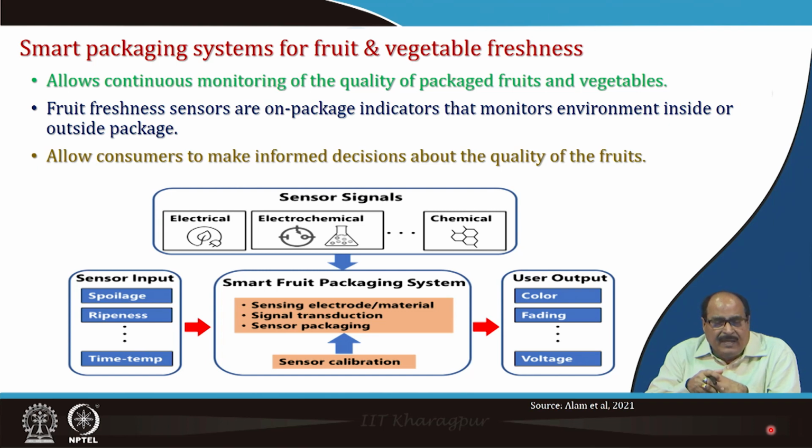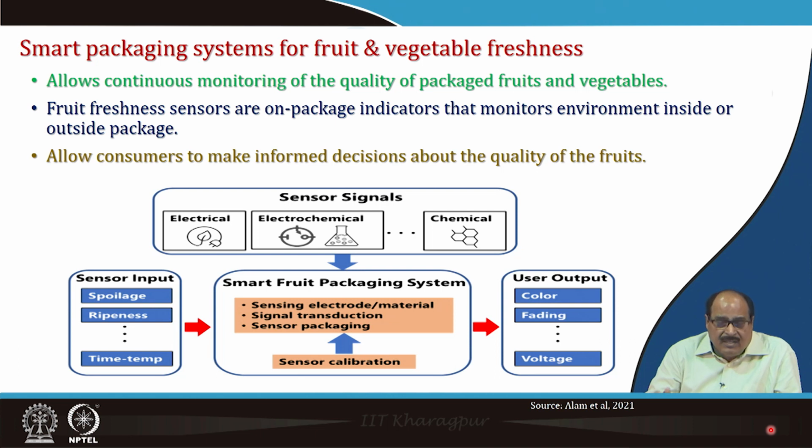Then smart packaging systems for fruit and vegetable freshness allow continuous monitoring of the quality of packaged fruit and vegetables. Fruit freshness sensors are on-package indicators that monitor the environment inside the packet. It allows consumers to make informed decisions about the quality of the fruit.